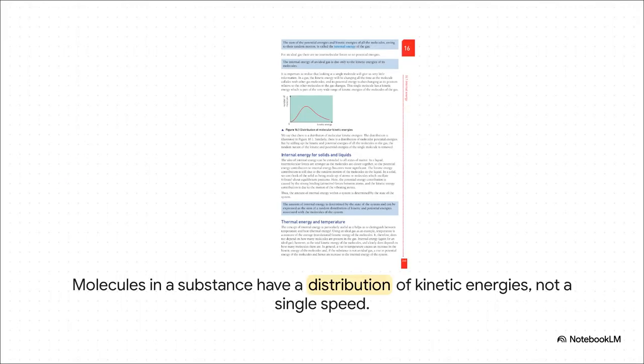Now, check out this graph. This is super important. In any substance, the molecules aren't all moving at the same speed. It's not that simple. Some are slow, some are crazy fast, and most are somewhere in the middle. Temperature just measures the average speed. But internal energy accounts for every single one. It's the grand total of the energy of all the particles across this whole distribution.